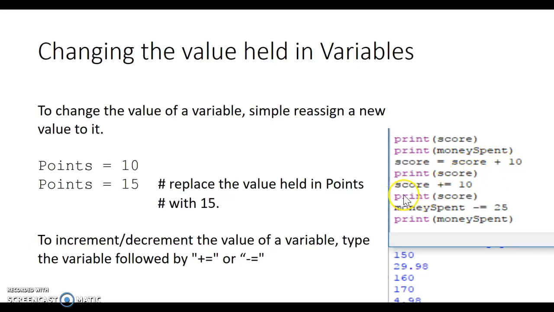I printed it there. That is also achieved by doing this: score plus equals 10. Score plus equals 10 is increment score by 10. So score was 160, remember? It's now 170. And similarly, money spent, I could say money spent is equal to money spent minus 25, or money spent minus equals 25. So take a decrement money spent by 25 and print it, and I get 498 as a result there.